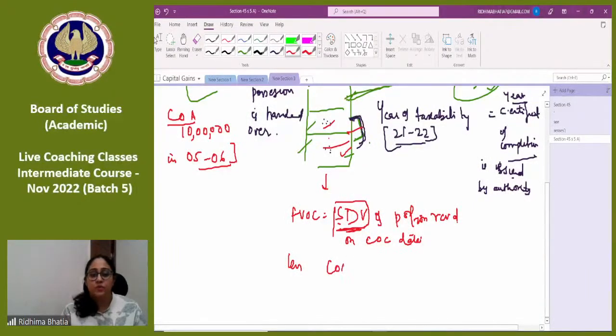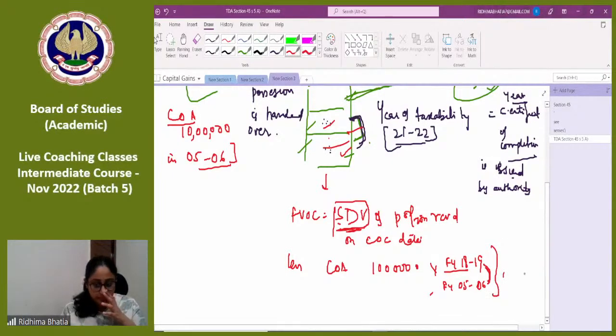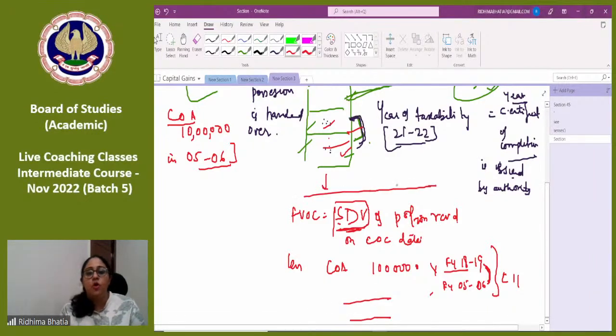So less cost of acquisition, which is 10 lakhs, into the CII of the year of transfer, which is financial year 18-19, divided by the CII of 5-6. And the period of holding would be from this period to this period. Any doubt up till now? No. Now this would come as my capital gain, long term or short term. All of this will happen in 21-22 when the certificate of completion has been given. Clear? Any doubt?